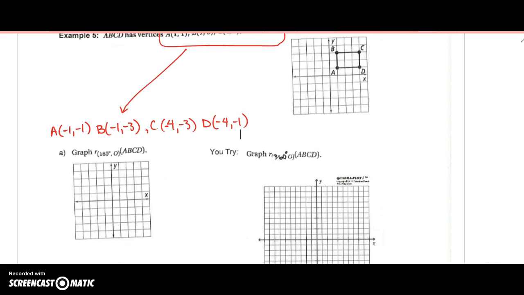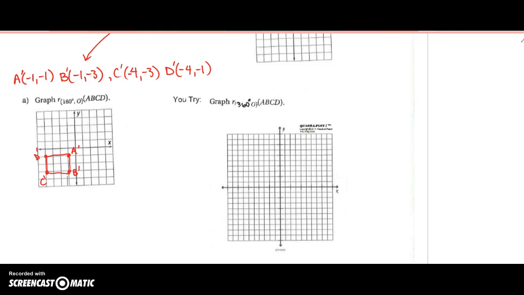And we can plot those points. So negative 1 is going to be A prime. These are all primes since they are the image, not the pre-image points. You have negative 1, 2, 3. For B prime, C prime is negative 1, 2, 3, 4. Negative 3, and then lastly D prime is negative 4, negative 1. So I'll let you try the 360 degree rotation, and then you can come back to the video after you've given it a shot.